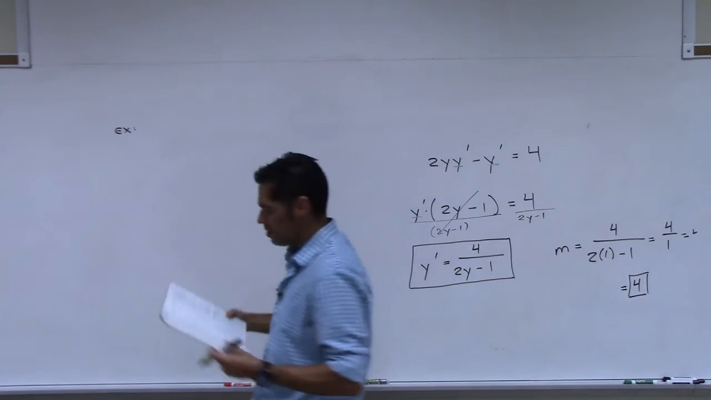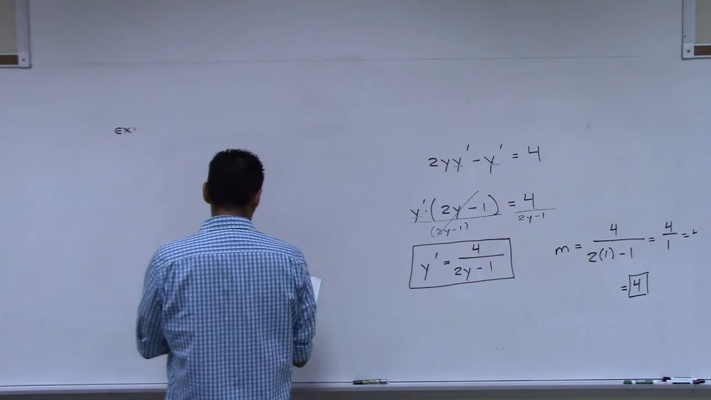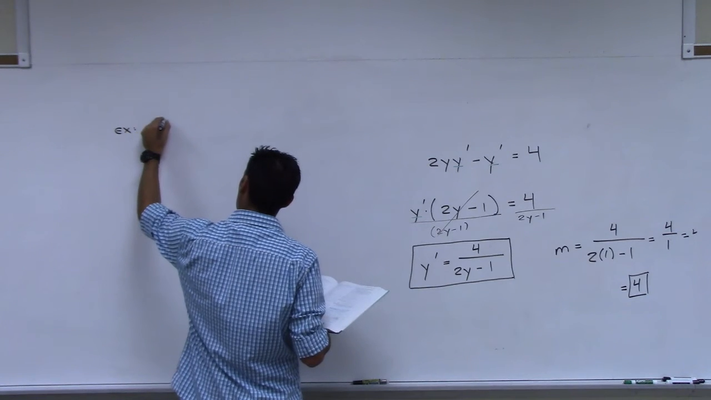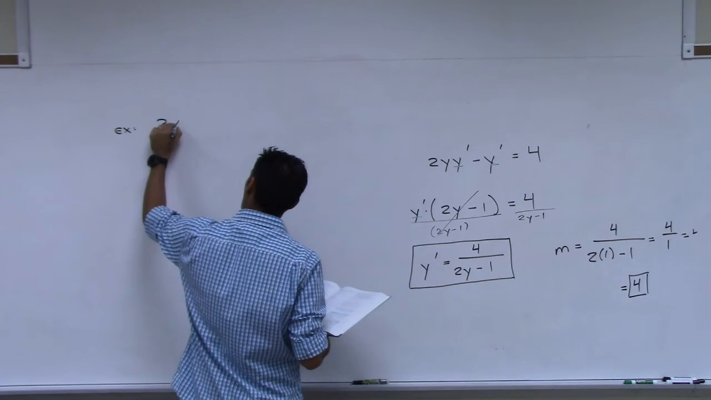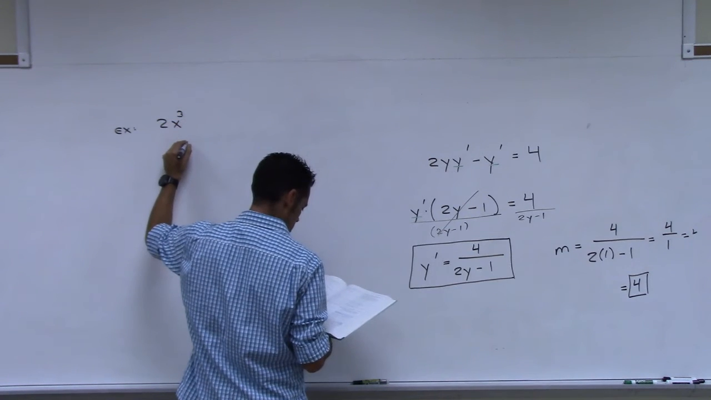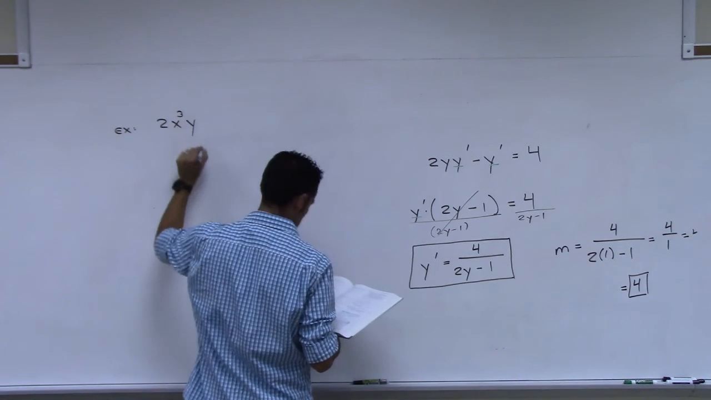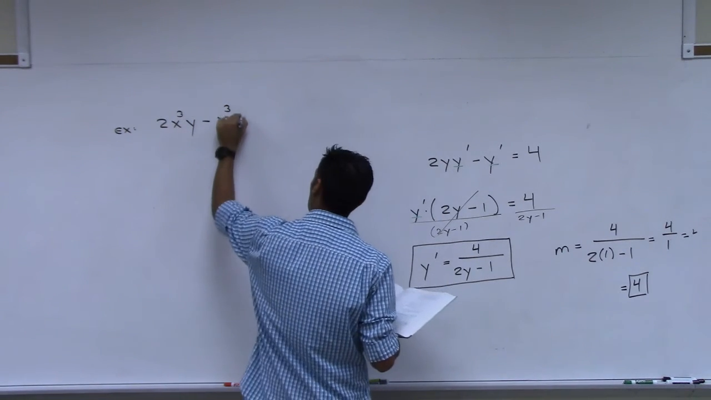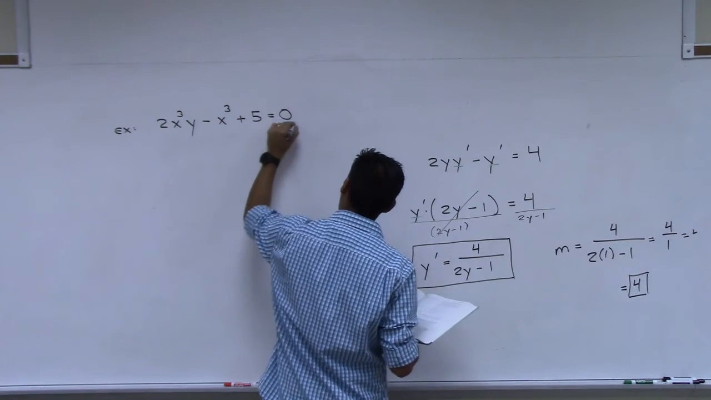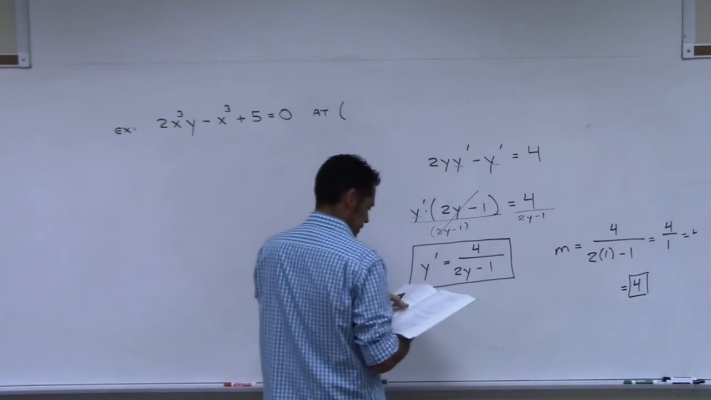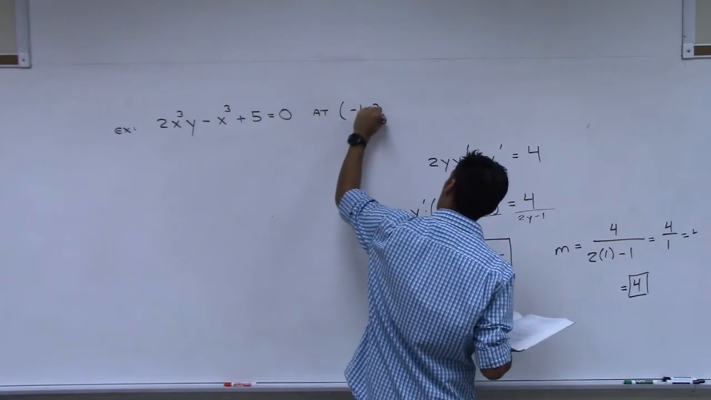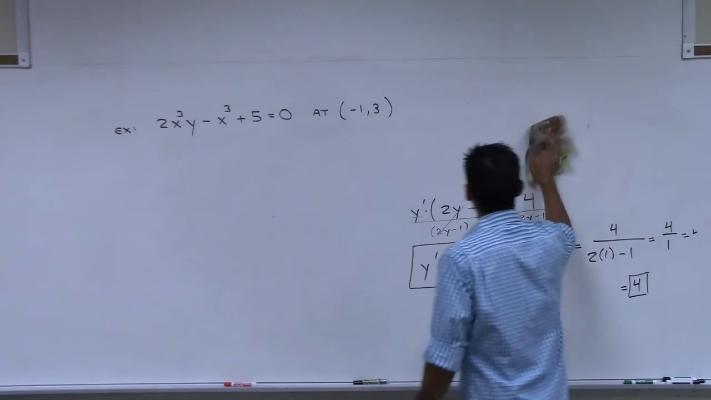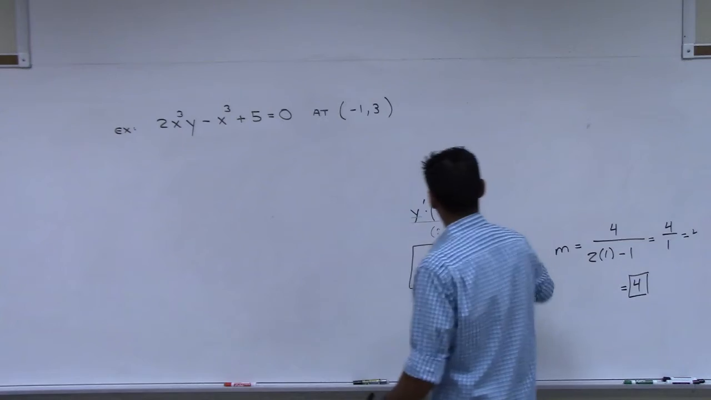So same instructions. I want us to find the slope of the tangent line of 2x cubed y minus x cubed plus 5 equals 0 at the point -1, 3. Okay, this is definitely harder than the ones we just did.